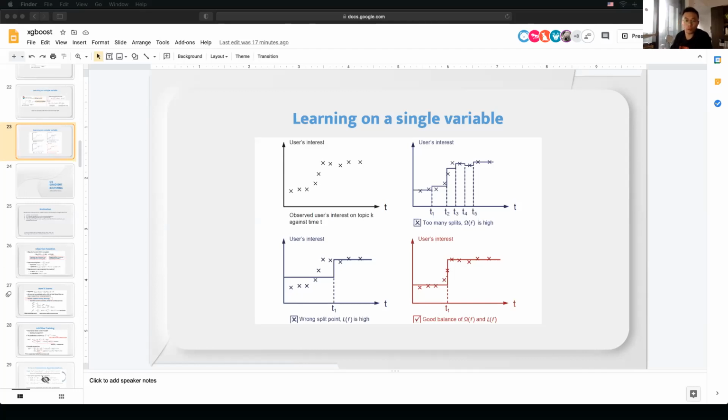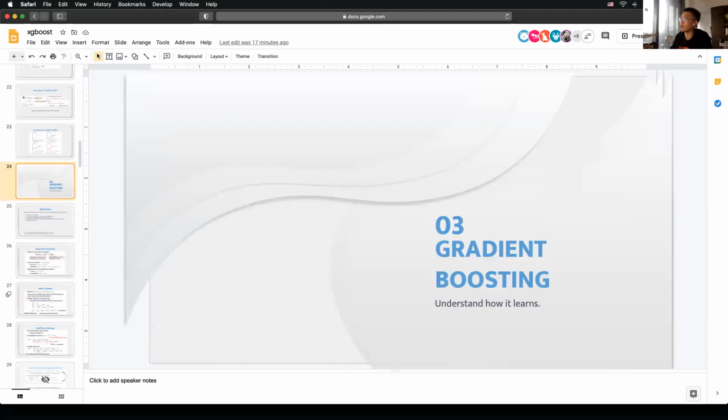All right, so without further questions, please keep those questions coming. And for the next part, we will talk about some of the math behind the gradient boosting algorithms.